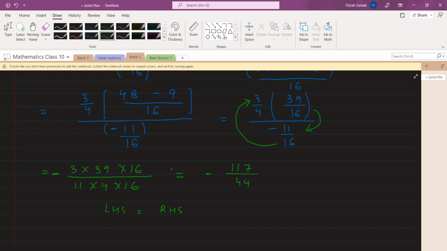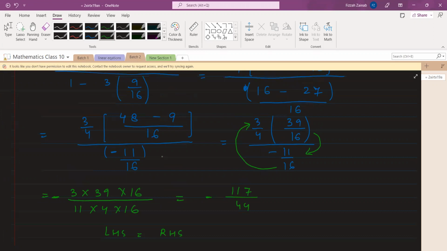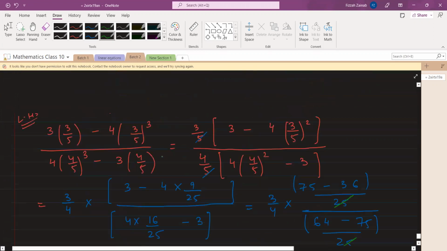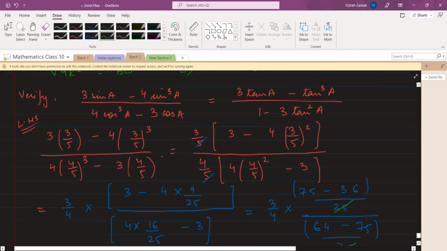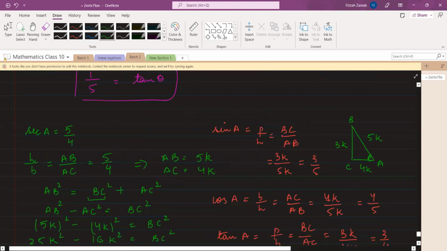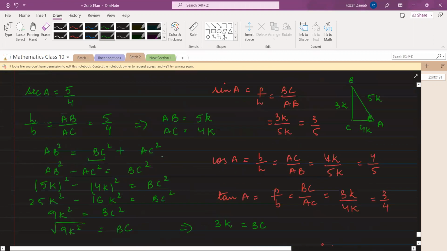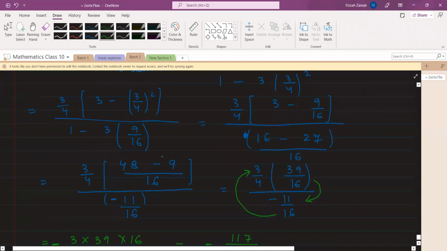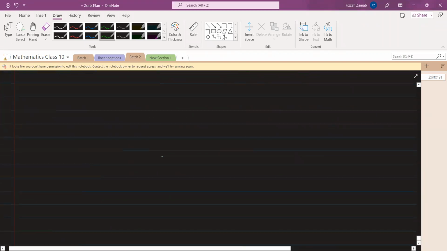Done, ma'am. Okay. Ma'am, such questions would come for how many marks? Yeah, it's a long question. I think 3 or 4 marks it will come. In 3 markers, I think it can come. So anyway, in this exercise, we have done some questions. Now let us move forward.